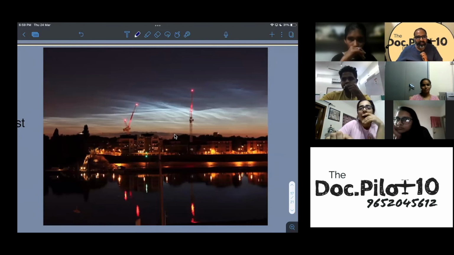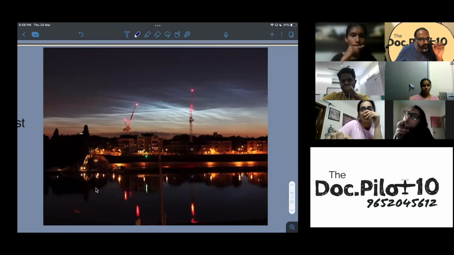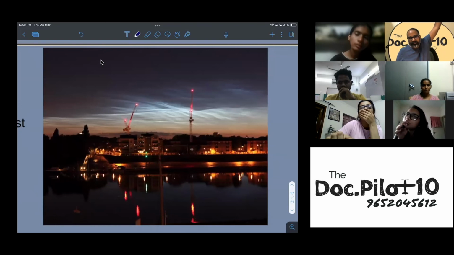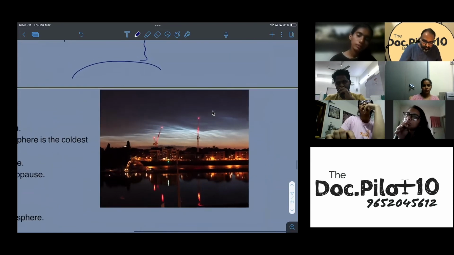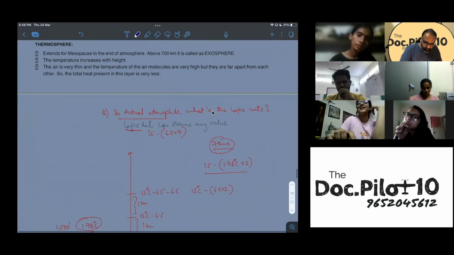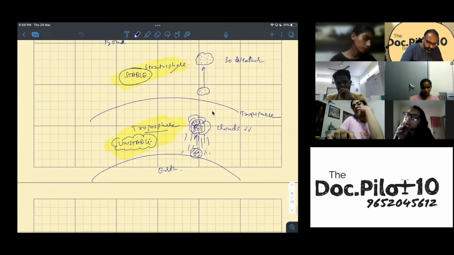I'll tell you why. See, do you see any people here? It is absolute night, don't you think? See the sky also on the top. It is full night. This is not sunshine. Okay, this is night. But do you see the clouds here? I'll tell you why you see the clouds there. I'll give you the explanation.